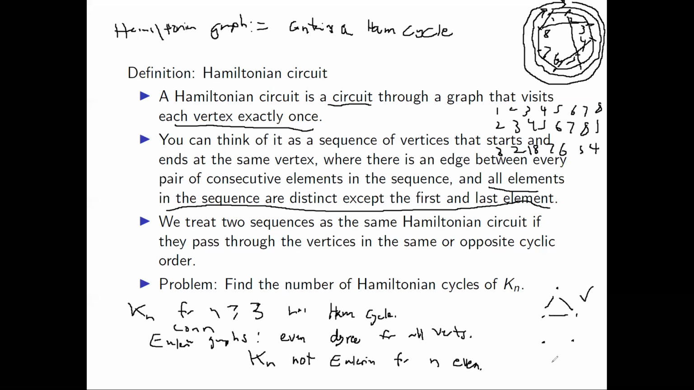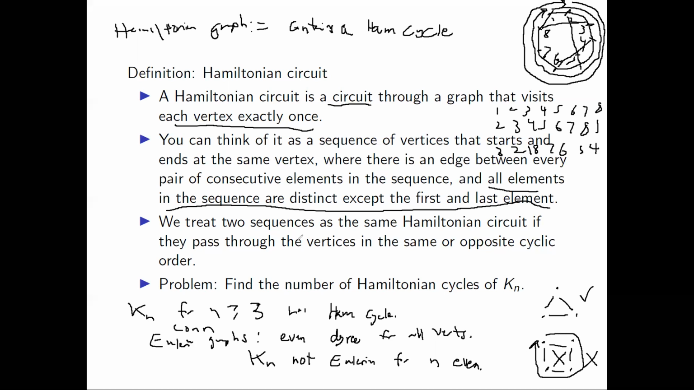But then we have something like K4, an even n. There's not going to be a Eulerian cycle in that one. But K4 will definitely have a Hamiltonian cycle because we can just take that outer cycle right there that we drew, the C4 right there, and that gives us a Hamiltonian cycle.